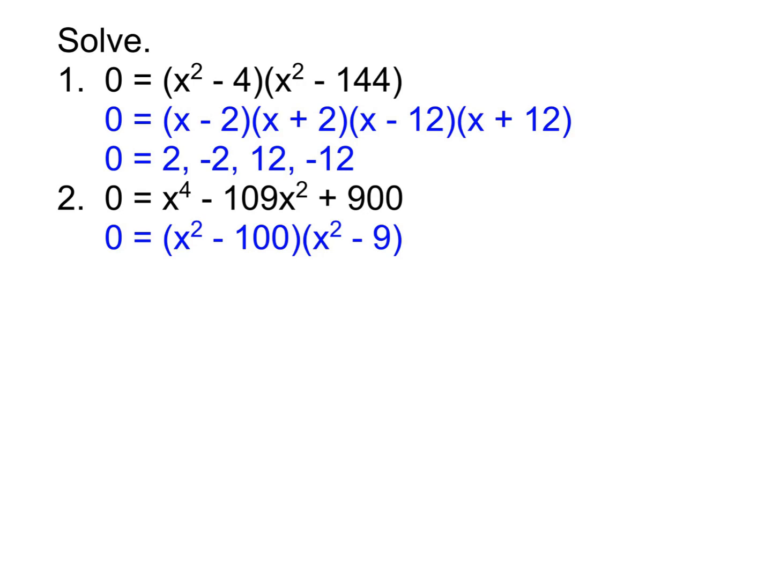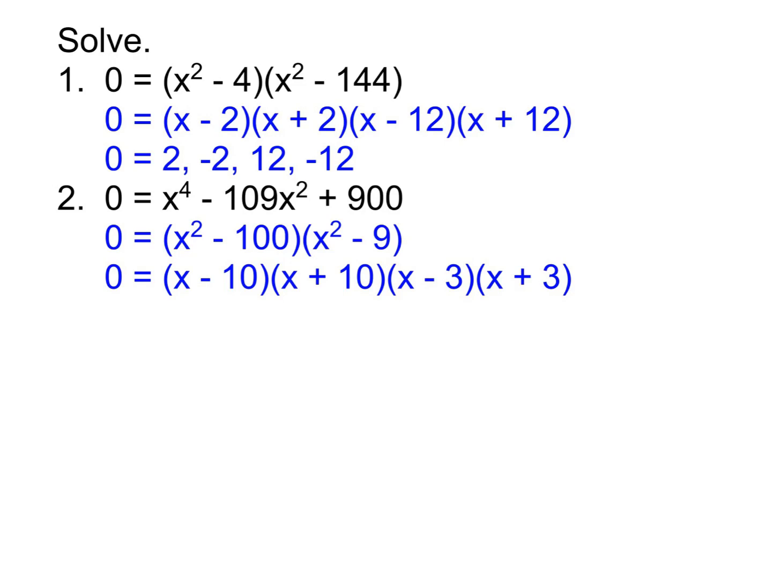That means I look for the two numbers that add to negative 109 and multiply to 900, gives us negative 100 and negative 9. Now I look at those, both sets of parentheses, and I see, can those factor further? And just like with number 1, yes they can. So we end up with a negative 10, a positive 10, a negative 3, and a positive 3.